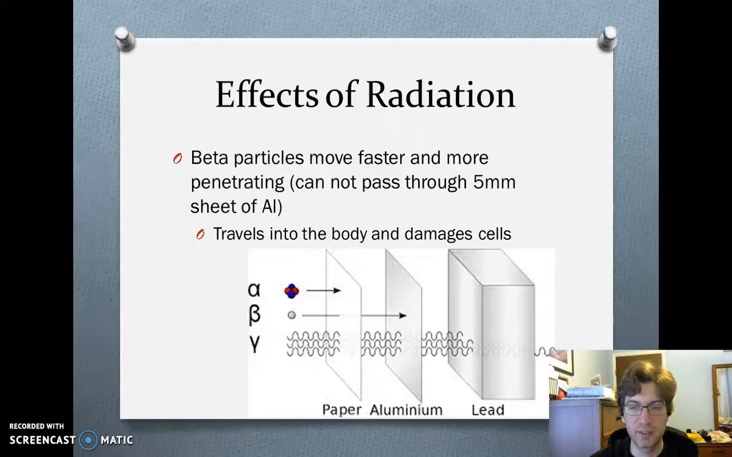If it does get to your body, because you are not aluminum, it will damage the cells that it hits. I mean, you can think of this thing as just colliding with the cells at extremely high speed. It will burst them, it will damage them. You're not going to have a good time if you are constantly being exposed to these things.